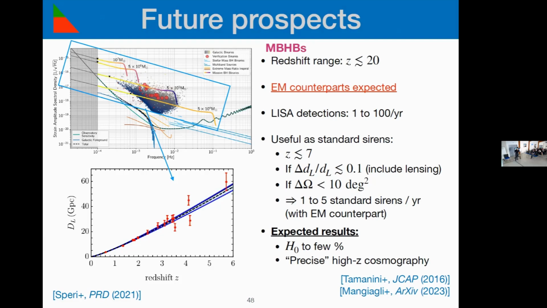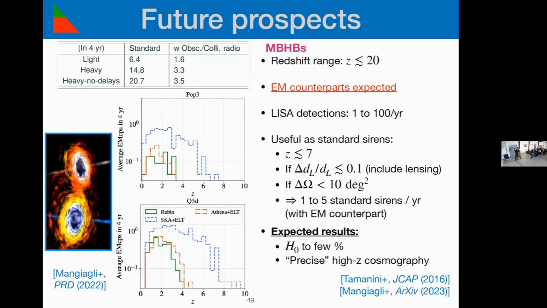But with this, we can do precise high redshift cosmology. These are the numbers that we get in this paper. I said this is more realistic, this is a bit optimistic. And you can see we can detect them up to redshift 3, let's say. It's really interesting, depending on the population of the massive black holes.